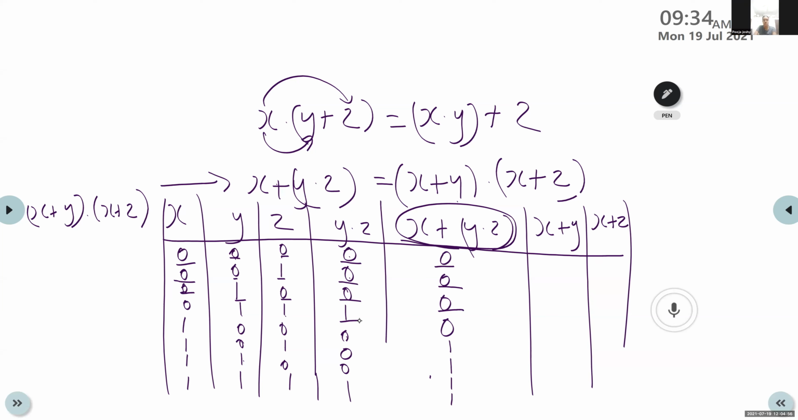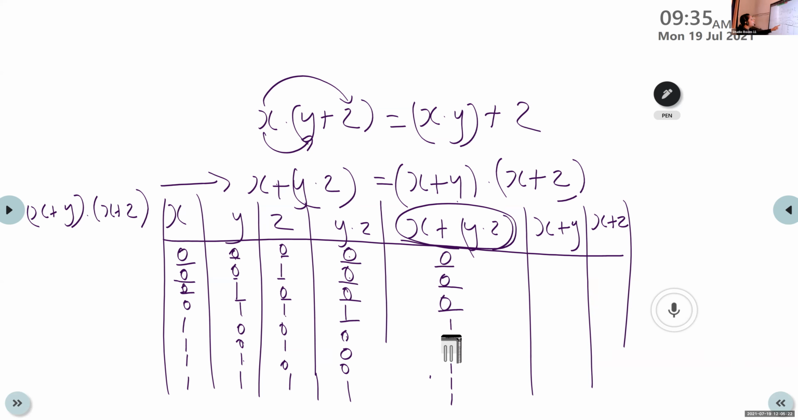Ma'am, it is 1. What is y dot z, Pooja? Y dot z: 3 zeros, then 1. Again 3 zeros and 1. Then what about this x plus y dot z, Pooja? 3 zeros and 5 ones. Okay, 3 zeros and 5 ones.